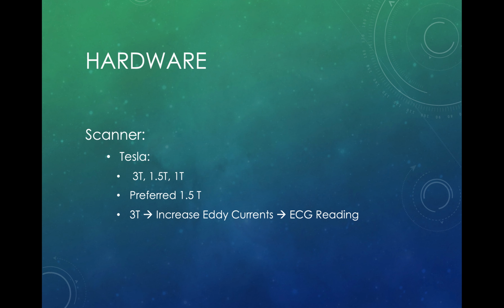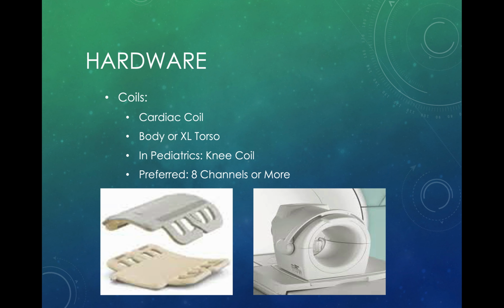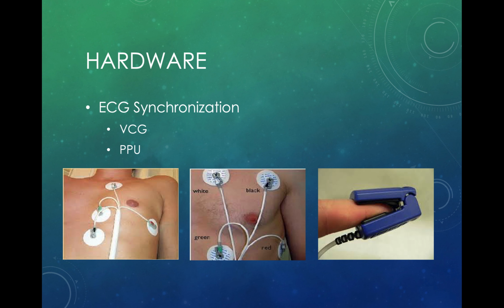For example, there are available scanners in the market: 3 Tesla, 1.5, or 1 Tesla. Usually the 1.5 Tesla is preferred because it has fewer artifacts. 3 Tesla might provide better resolution, as a matter of fact, in stress cardiac MRIs, but it is more liable to produce artifacts than the 1.5 Tesla. You could use any available coil, but it's preferred that the vendor's coil includes at least 8 channels or more in order to get a good quality of the images.